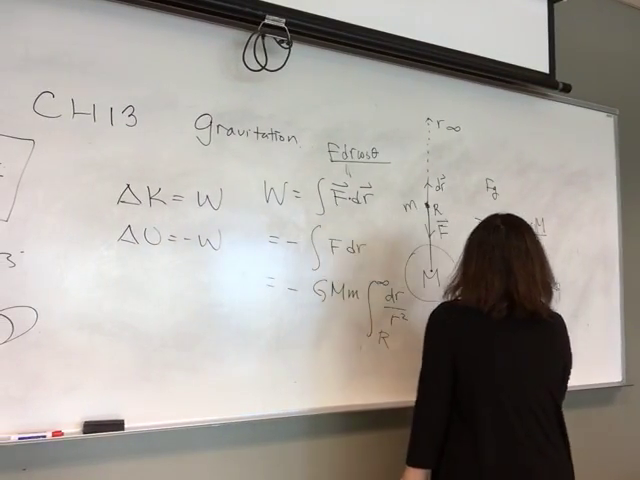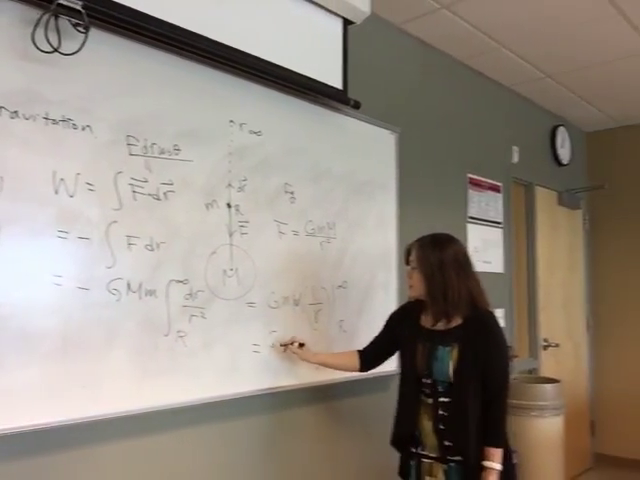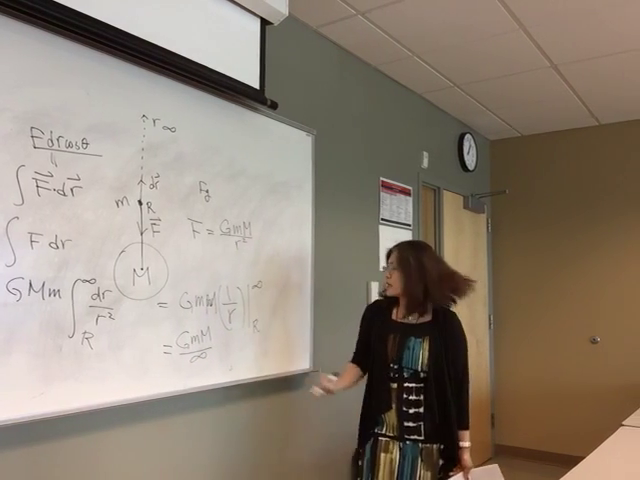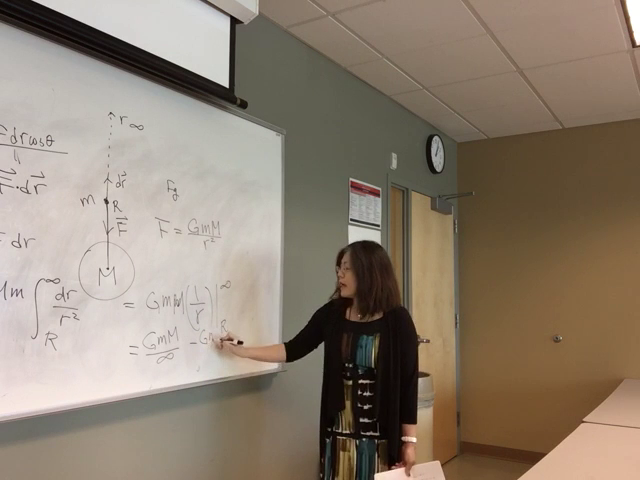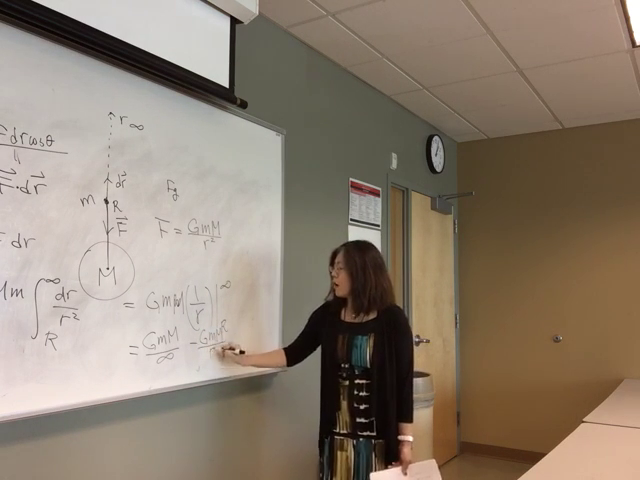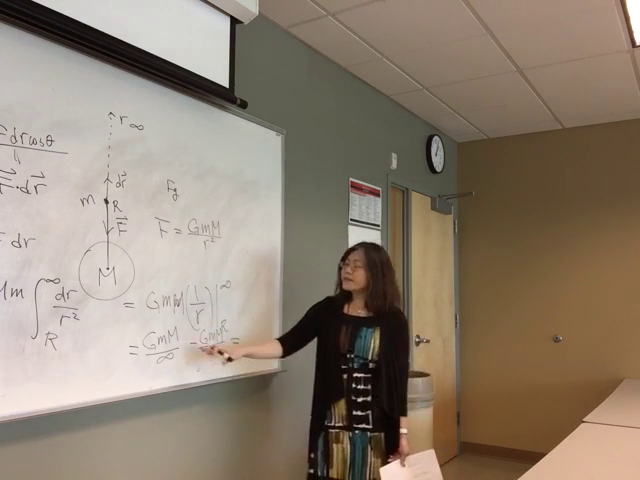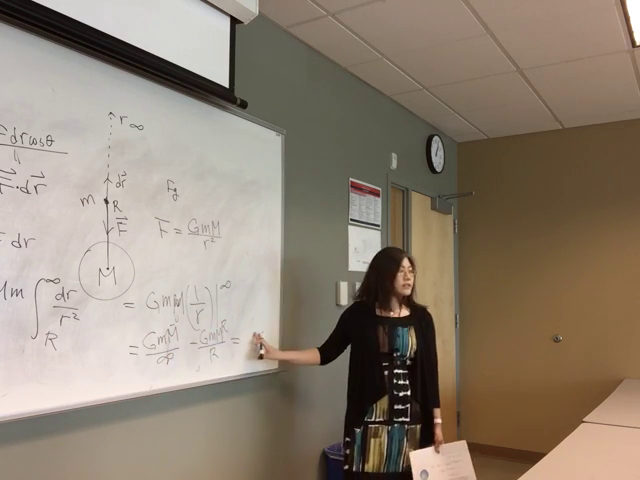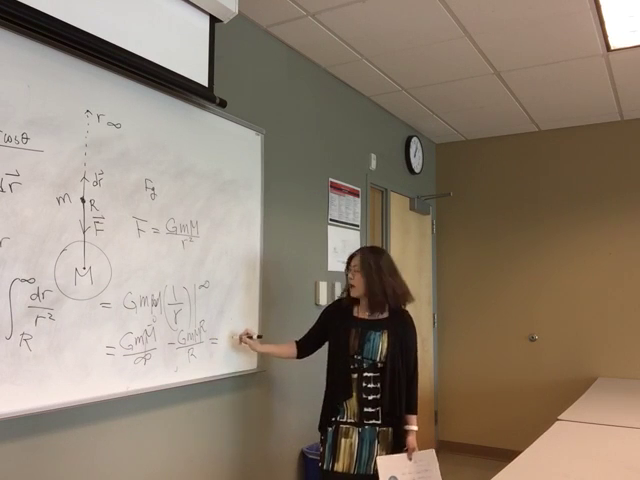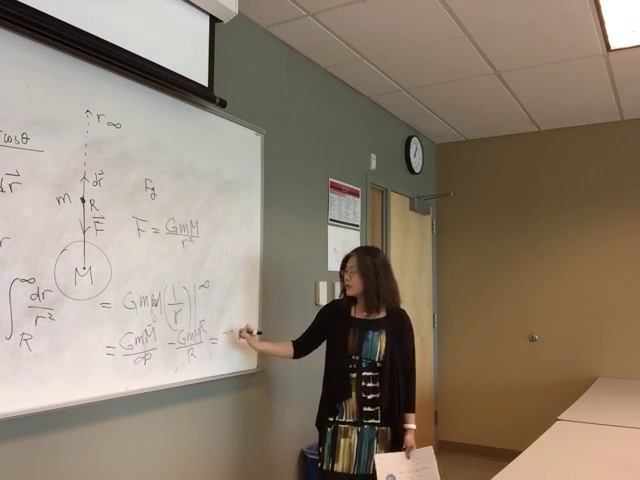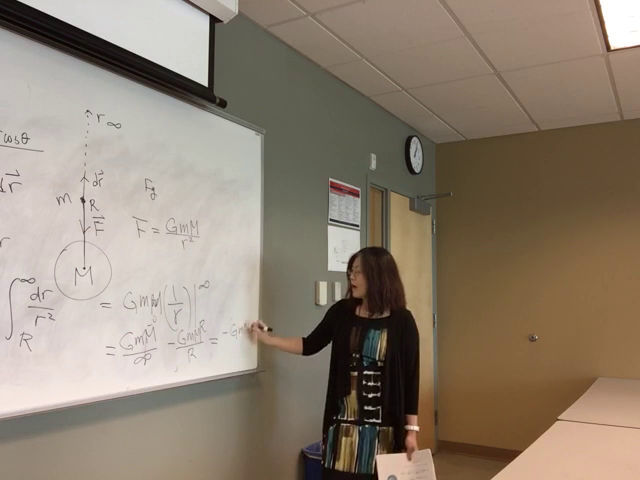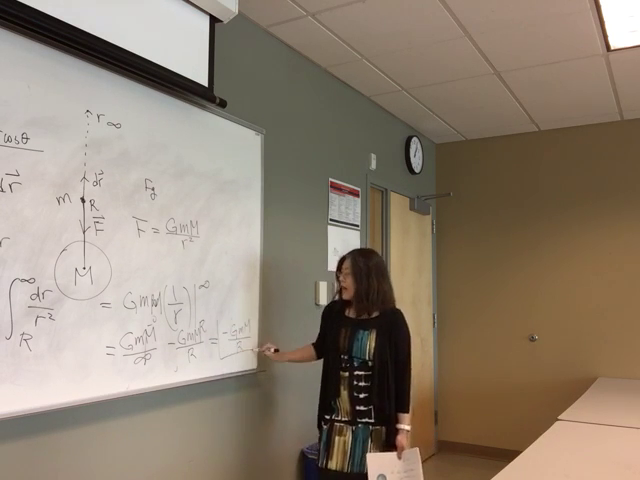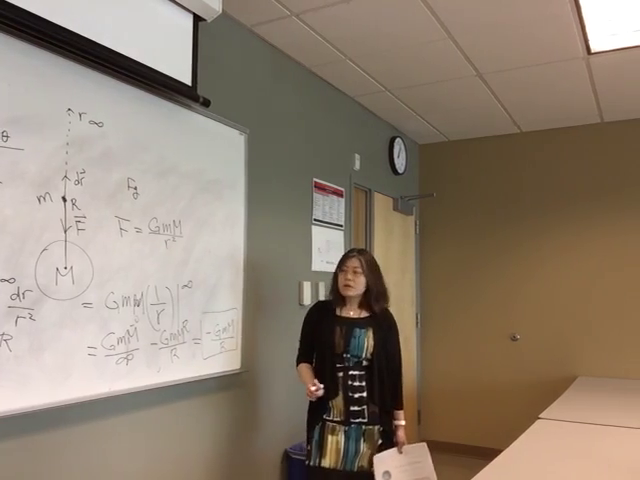So on the right-hand side, you have your G, little m, capital N over infinity, and then minus G, M, capital N over your R. So what is something over infinity? That's 0. So this is basically equal to negative G, little m, capital N over your R, initial position. So that is the amount of work that needs to be done.